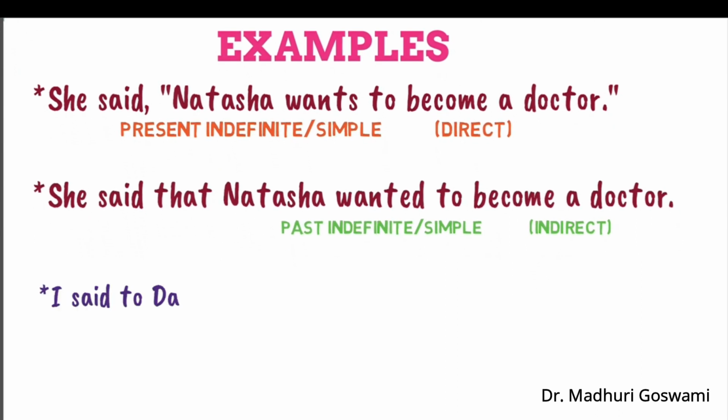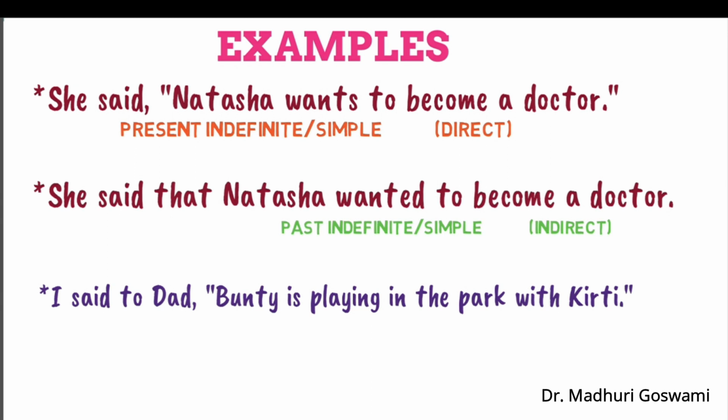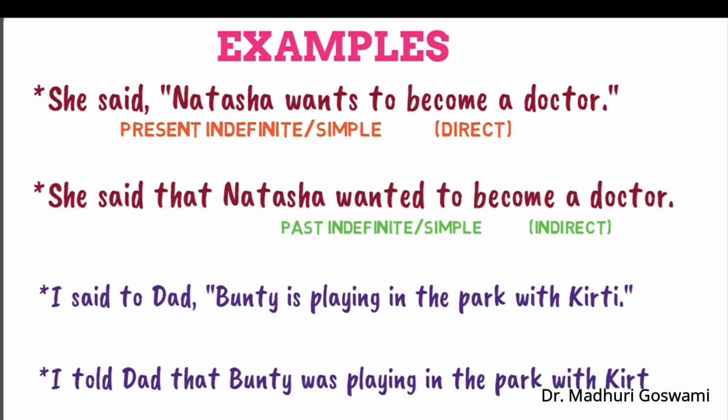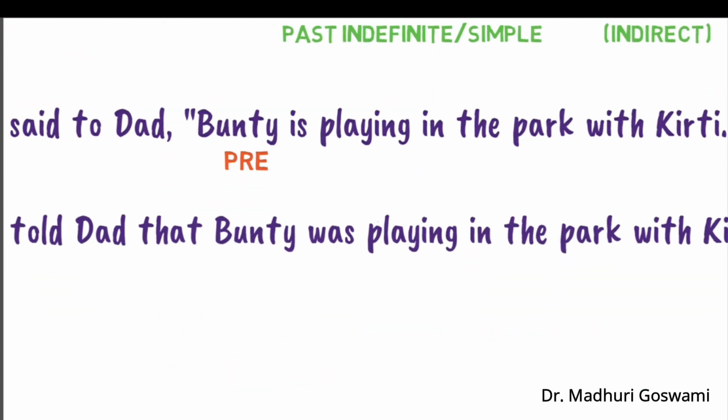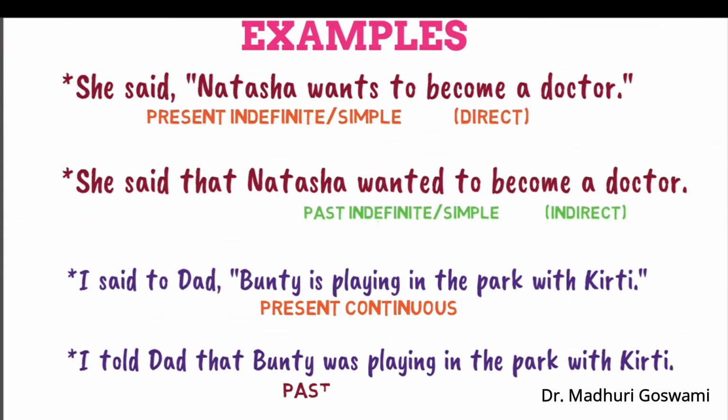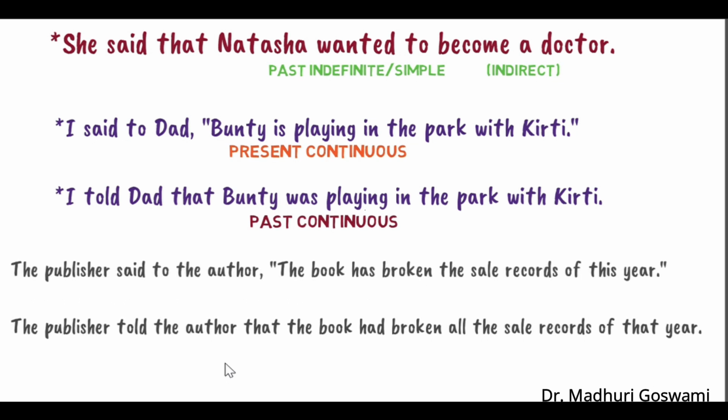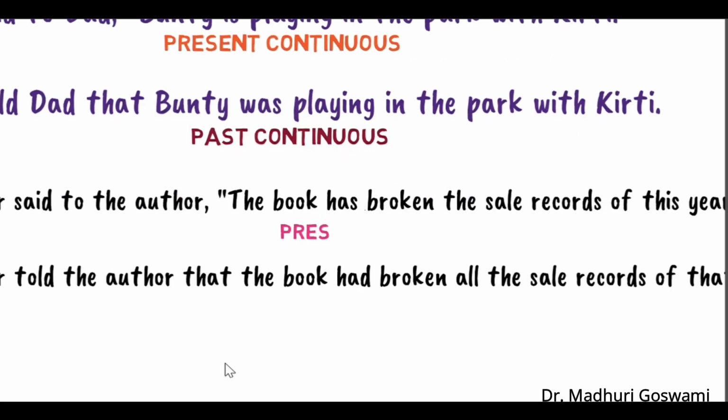The next example is, I said to Dad, "Bunty is playing in the park with Kirti." The indirect speech of this sentence is, I told Dad that Bunty was playing in the park with Kirti. So the present continuous is changed into the past continuous. So the present tenses are changed into their corresponding past tenses. So we have some more examples of each of the tenses.